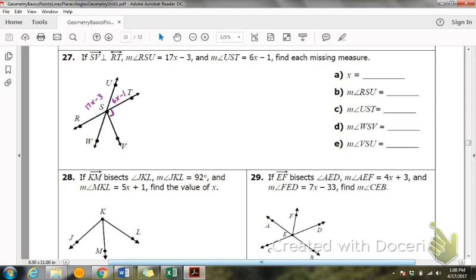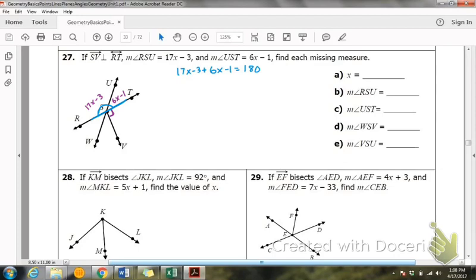First, you write your equation. What is my equation going to be? 180 equals 17x minus 3 plus 6x minus 1. Okay, so James is recognizing that these two angles together create that line, right? And we said that a line always is 180 degrees. So I know if I add 17x minus 3 plus 6x minus 1, I should get 180 degrees.